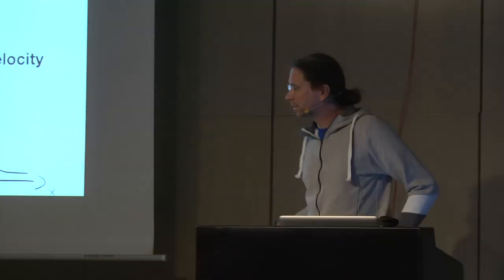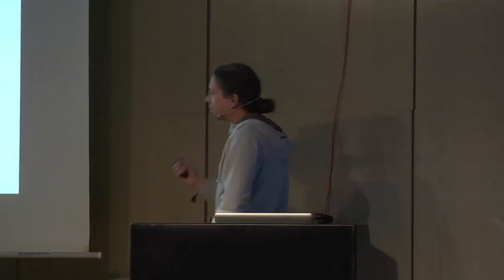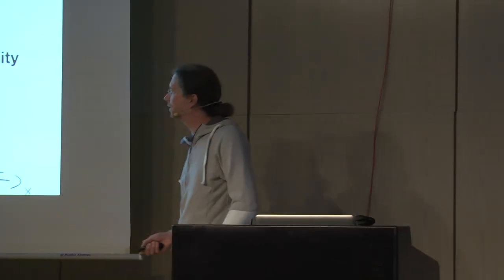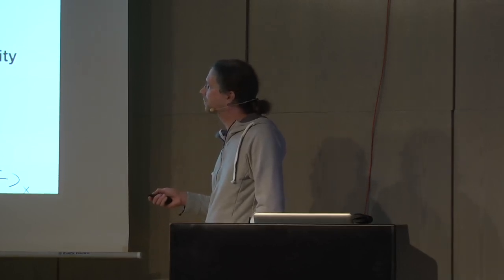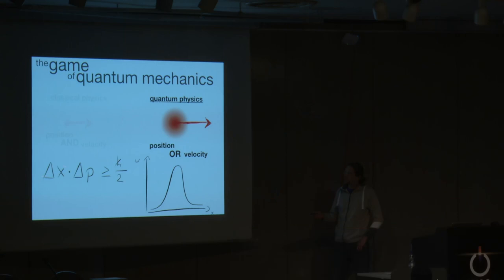Werner Heisenberg, German physicist, was a founder of this theory, and this is Heisenberg's uncertainty principle. That simply means the uncertainty of the position times the uncertainty of the momentum, which is more or less the velocity, is always bigger than or equal to this constant. This is simply a number. This tells us something about nature, and this is really interesting.